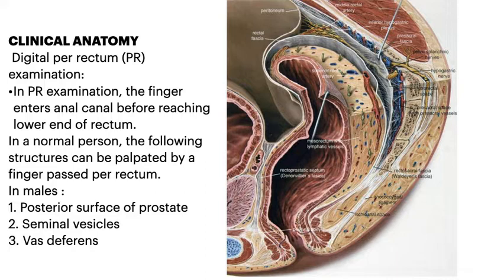Now, coming to the clinical anatomy, very important. You have all read previously about the digital rectal examination, in which the finger is entered within the anal canal before reaching the lower end of the rectum. Now, in the normal person, the following structures can be palpated during a rectal examination. In the male, we have the posterior surface of the prostate, the vas deferens, and the seminal vesicle.